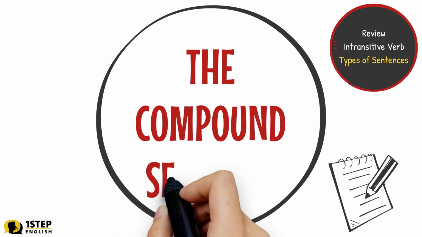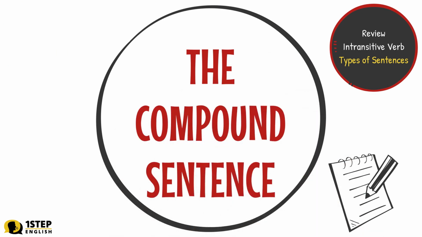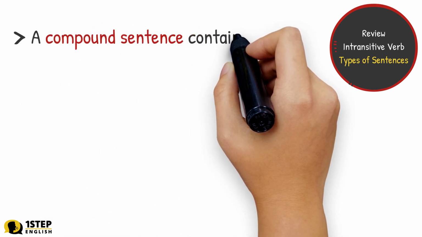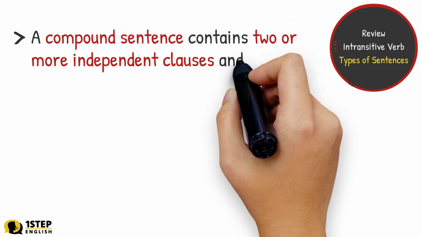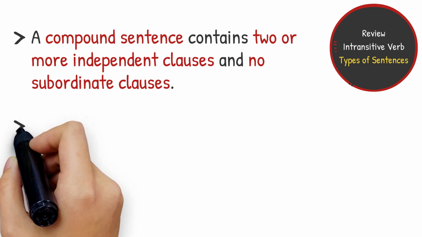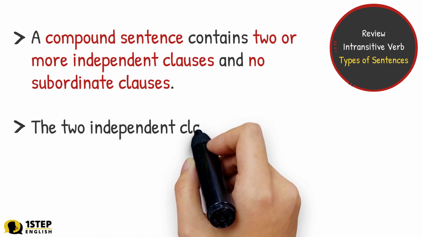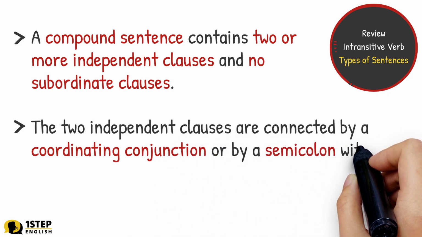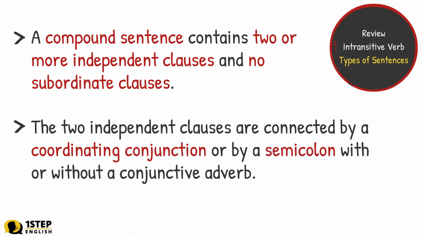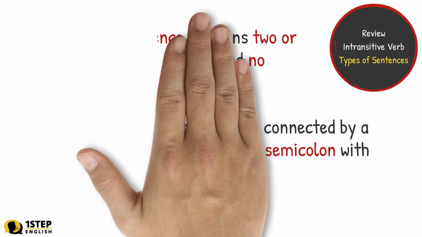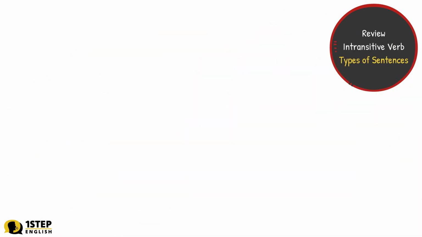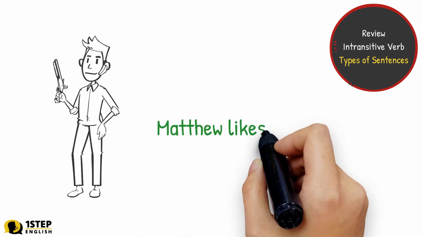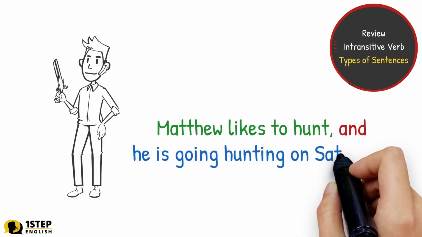The compound sentence. A compound sentence contains 2 or more independent clauses and no subordinate clauses. The 2 independent clauses are connected by a coordinating conjunction, or by a semicolon, with or without a conjunctive adverb. Look at the following examples of compound sentences. Matthew likes to hunt, and he is going hunting on Saturday.